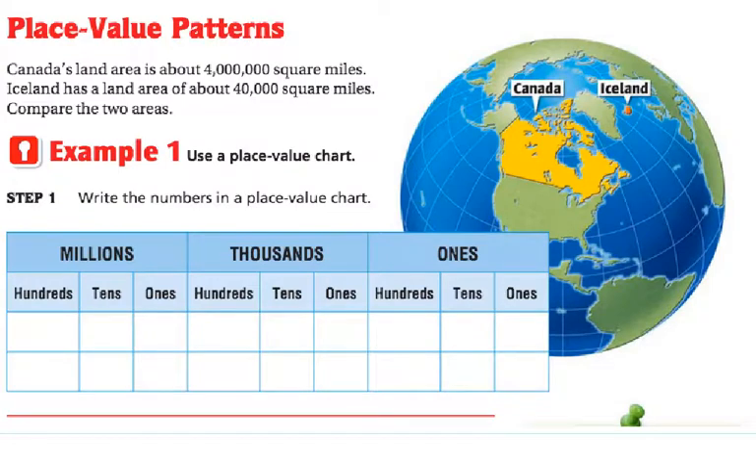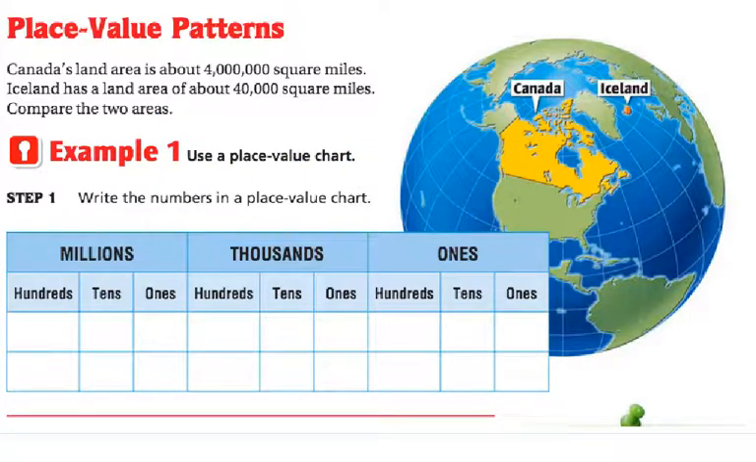Now we're going to continue exploring place value patterns, and we're going to look at Canada's land area. So Canada's land area is about 4 million square miles. Iceland has a land area of about 40,000 square miles. So what we're going to do is compare the two areas. So in example 1, we're going to use a place value chart.